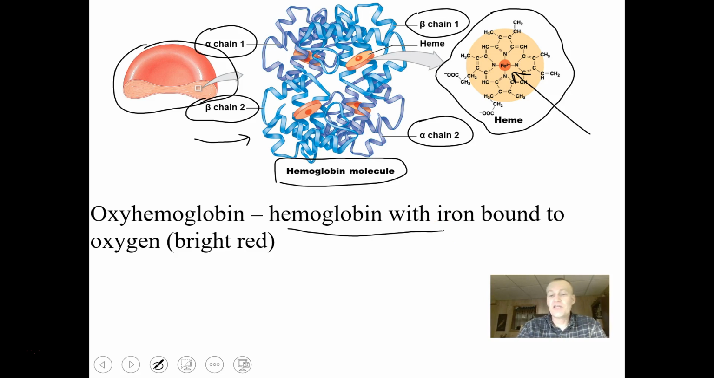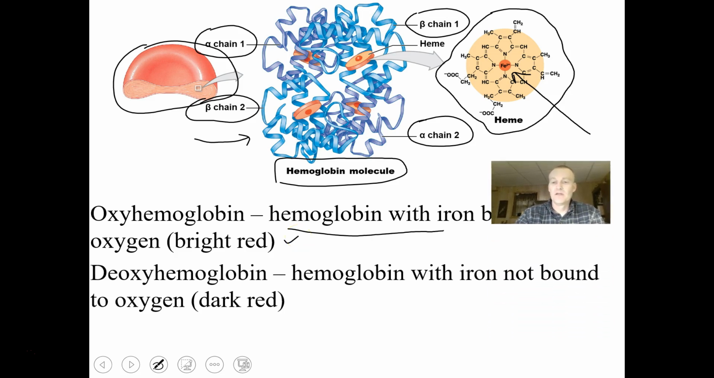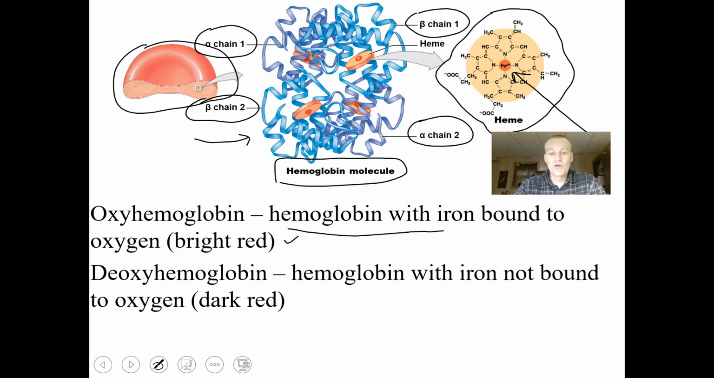So if the iron in hemoglobin is bound to oxygen, it's called oxyhemoglobin, and it has a very, very bright red coloration to it. We know this because we can do an arterial stick. You can stick a needle into an artery, draw blood out, look at the color of it, it's bright red. If the hemoglobin is not bound with oxygen, then it's called deoxyhemoglobin, okay? And it's going to be a dark red color.